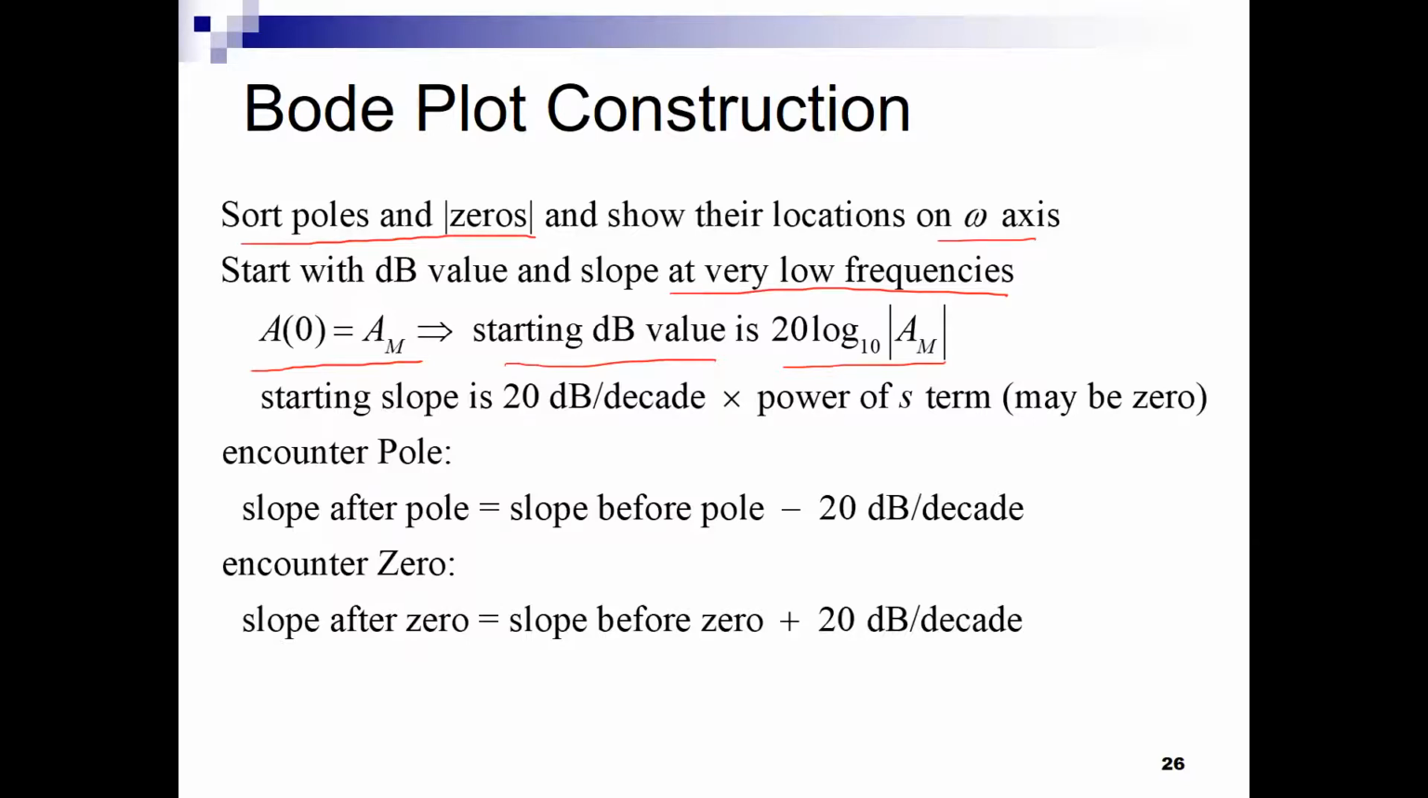Then what happens is that, let us start with this and then we'll study the sentence before. The slope after a pole becomes the slope before the pole minus 20 dB. And if we encounter a 0, the slope after the 0 is the slope before plus 20 dB per decade. So every time I hit a pole, I add minus 20 dB per decade to the slope before the pole, and every time I hit a 0, I add to the previous slope before the 0 plus 20 dB per decade, as we will see in the current example.